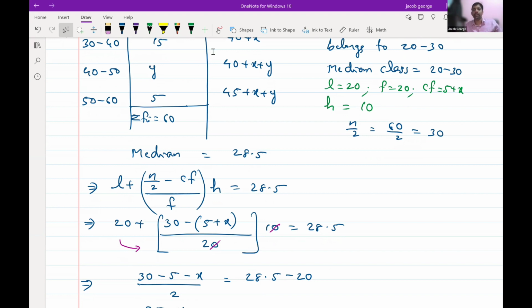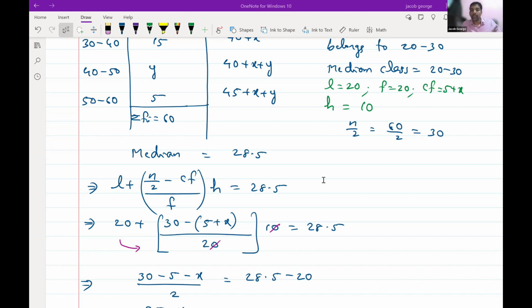Exactly below that median, we have to write the median formula. Okay, what is the median formula? L plus n by 2 minus CF by f into h. Every time you have to write it, you have to repeat. That is the only way to study it perfectly. L plus n by 2 minus CF by f into h.